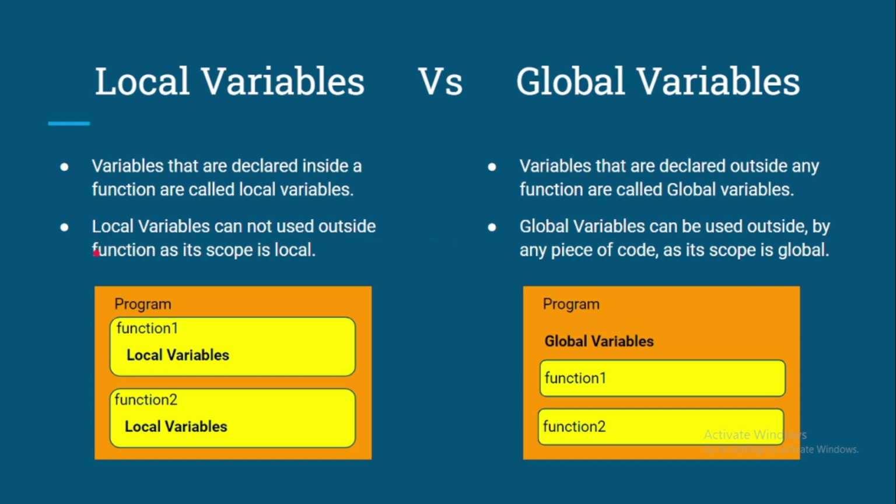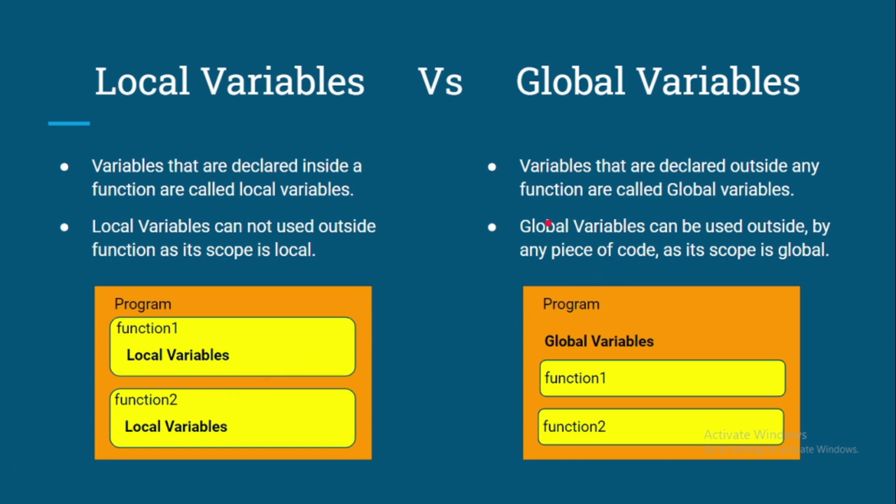Another major difference is that a local variable cannot be used outside its function, as its scope is local. It means a variable which is defined in a function will only be used within that function. In the diagram we have explained, in a whole program we have two functions, function 1 and function 2, and the variables of function 1, which are local variables, we cannot use in function 2. So that is a limitation, or feature, of a local variable.